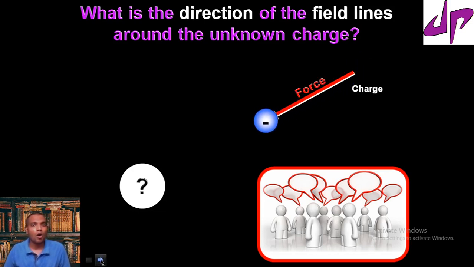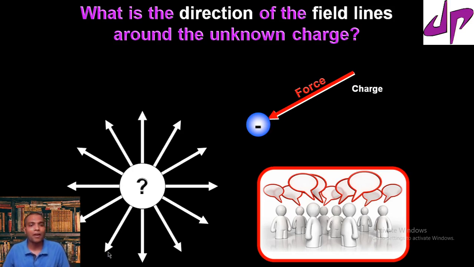Yes, it will be the opposite of what I discussed in the earlier case. This is the force direction. Since the test charge is negative, the electric field lines are moving away. Now, can you guess the nature of the source charge? Yes, it's obviously positive because electric field lines move away from a positive charge.